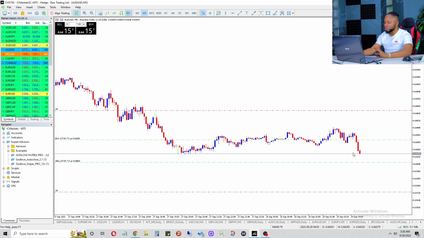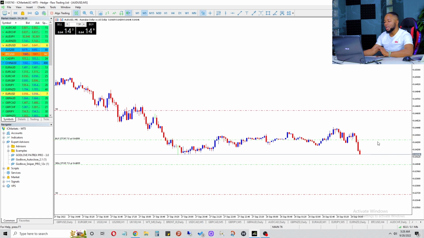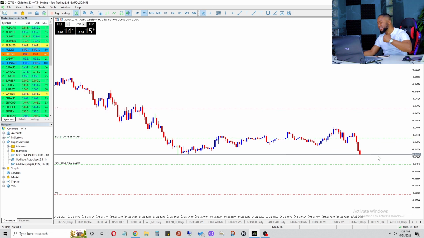So that is it. We're just going to keep shifting these positions to make sure none of the positions is triggered before the news is released. But at this time, I always like to stand between 6 to 15 pips.